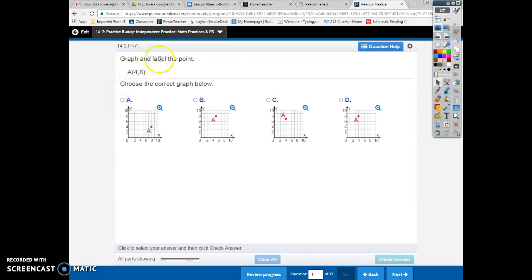So it says graph and label a point. Well, here's the great thing about today's lesson. All your points are already labeled and graphed. All you have to do is pick the correct one. So I need to graph point A at 4 on the x. Remember, all of my data, and you might want to write this in your notebook, all of your data will be x value first, then y. So I'm graphing 4 on my x and 8 on my y.